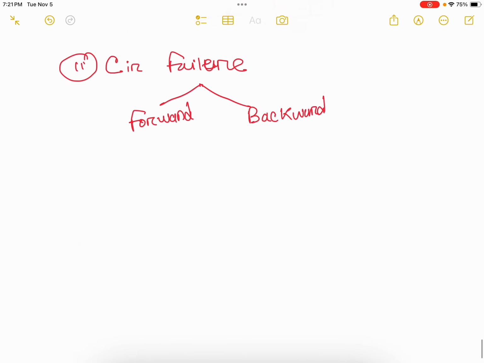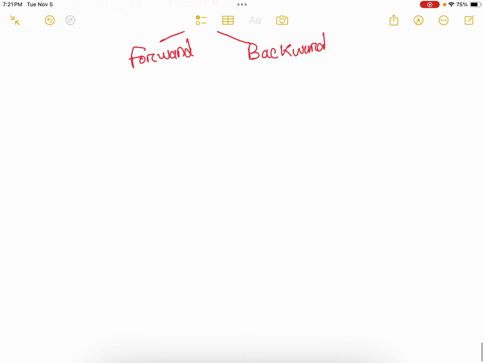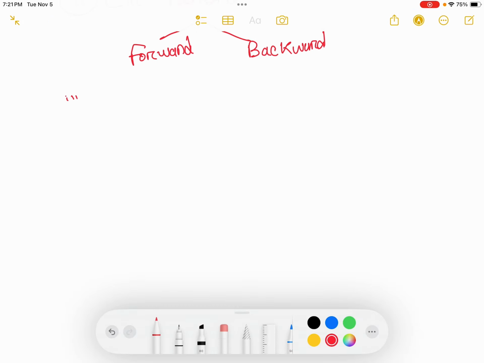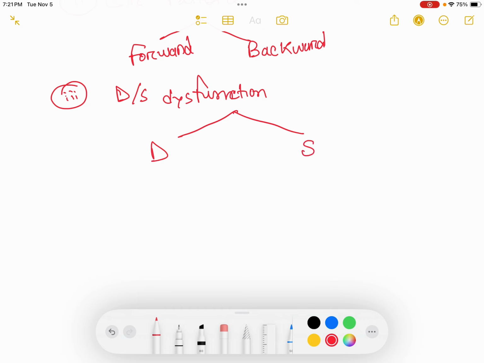Next, on the basis of diastolic or systolic dysfunction, it is of two types. Number 1, diastolic failure. Number 2, systolic failure. Diastolic failure occurs when the heart fails to fill completely, and systolic failure occurs when the heart fails to strongly pump out blood.